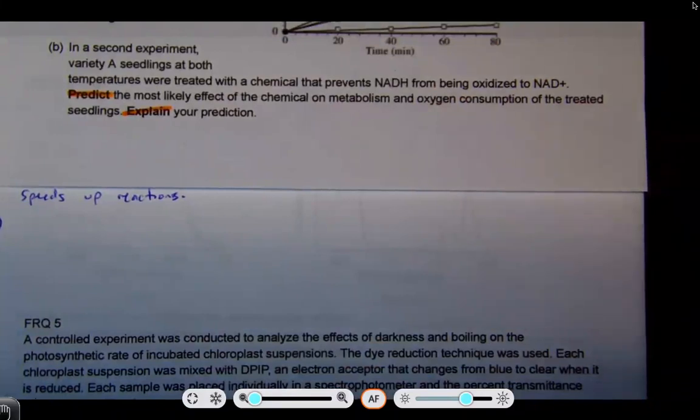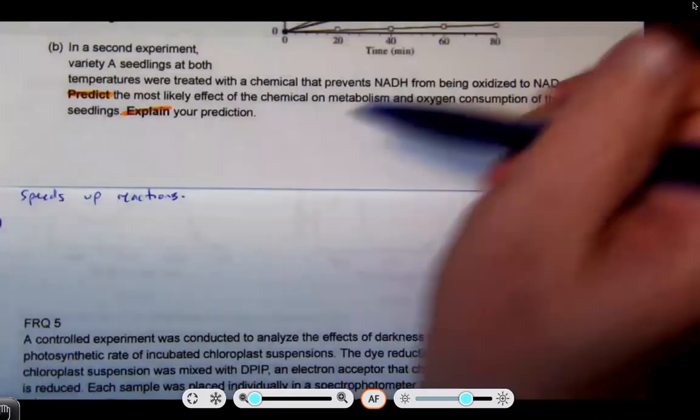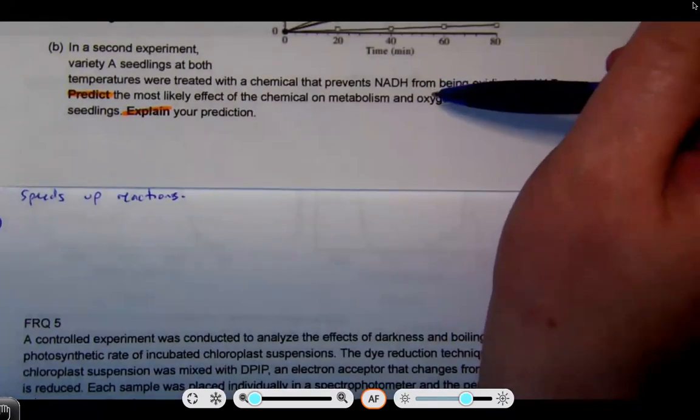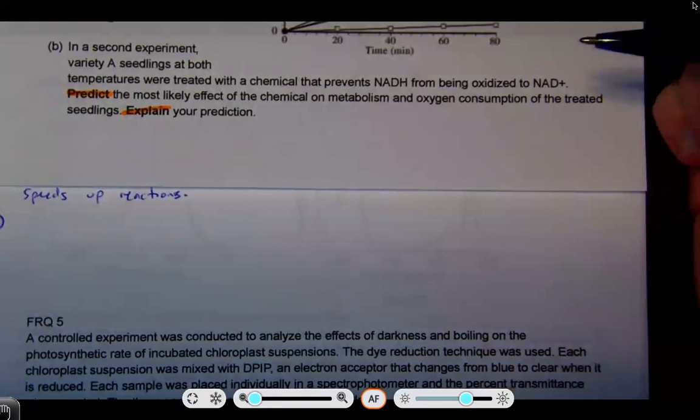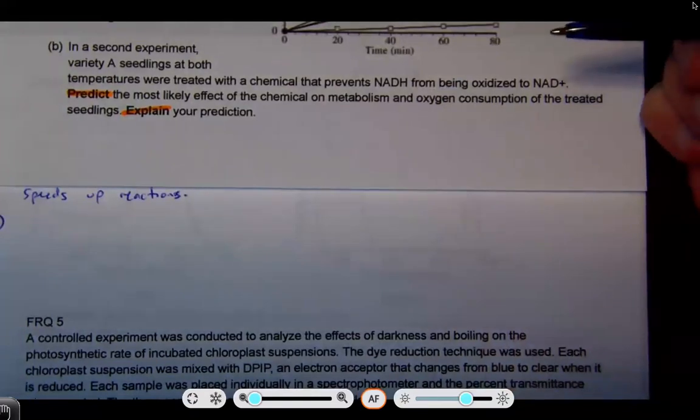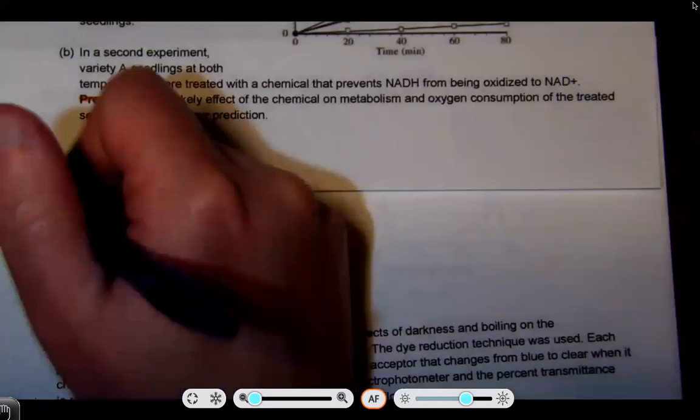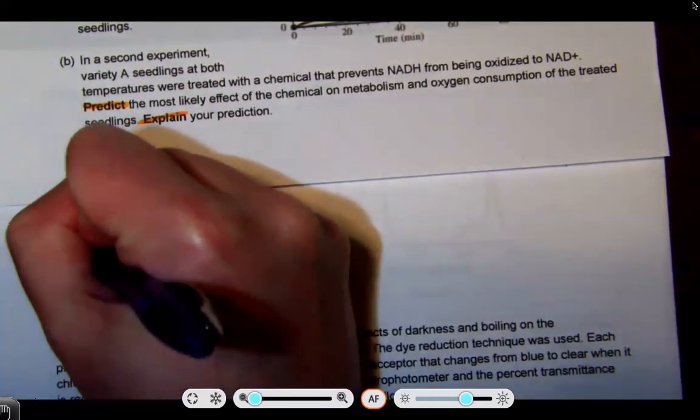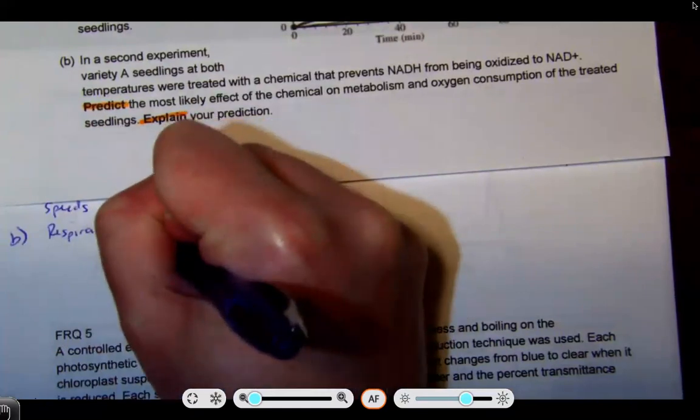Well, NADH is one of the hydrogen and electron carriers in respiration. So again, if you have a cheat sheet in front of you of respiration, you should remember that NADH carries protons and electrons. Specifically, it goes to the electron transport chain. So for part B, your prediction, you would expect if you have less energy going to the electron transport chain, you could expect that your metabolism either stops or slows down. Respiration could stop or slow down. So part B, the first thing I would say is that respiration could either slow down or stop.